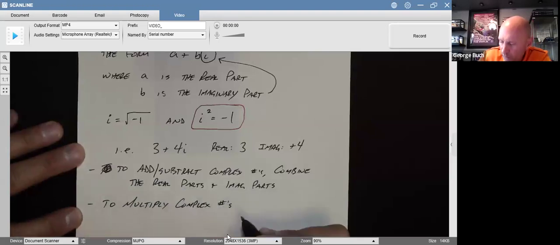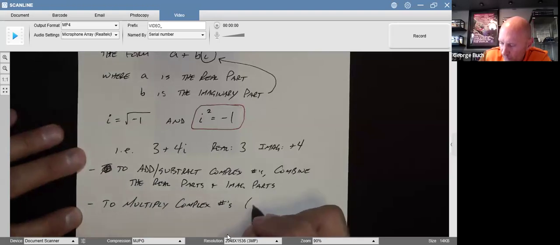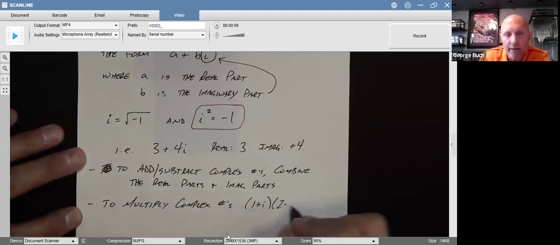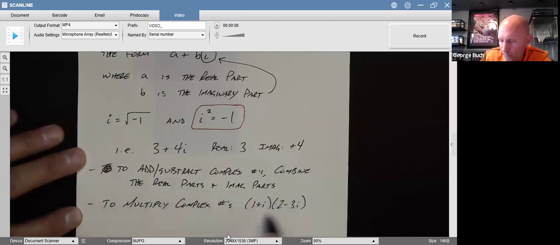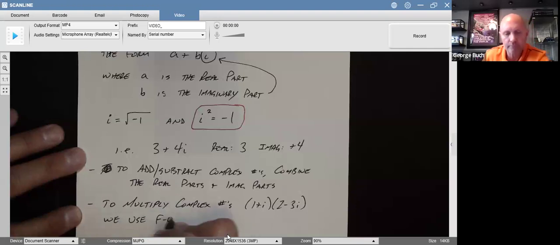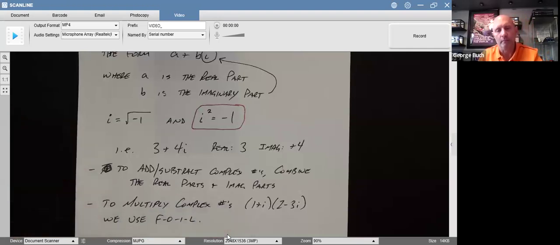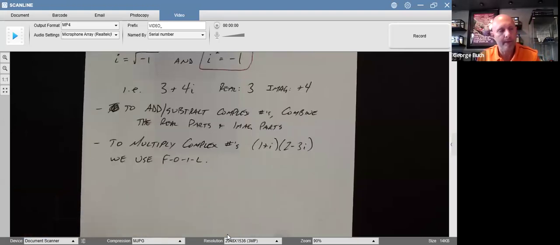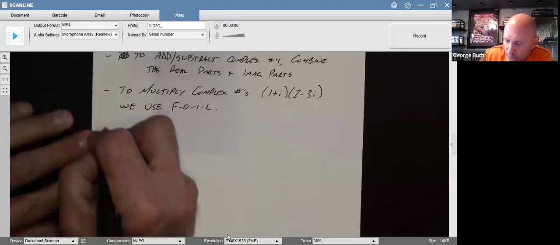We might have something like 1 plus i times 2 minus 3i. These are two complex numbers being multiplied together, so we have two binomials essentially. To multiply complex numbers, we FOIL. We use FOIL.